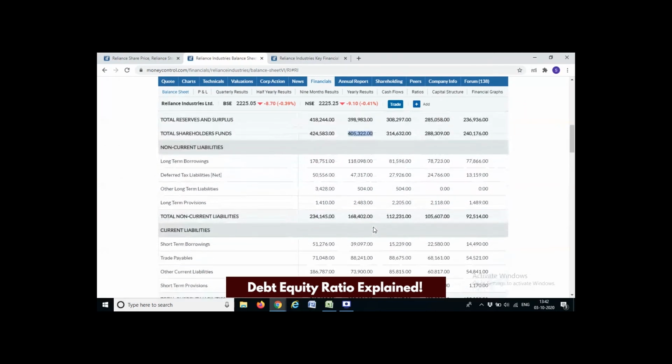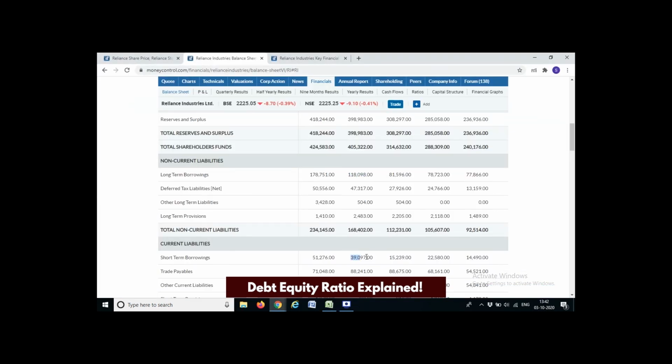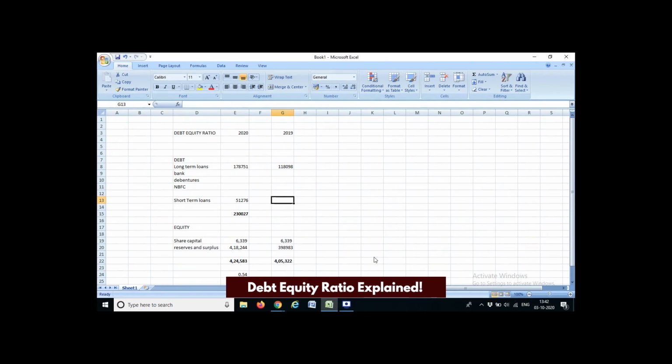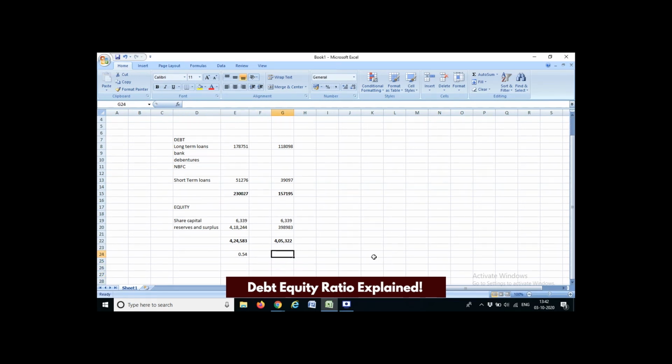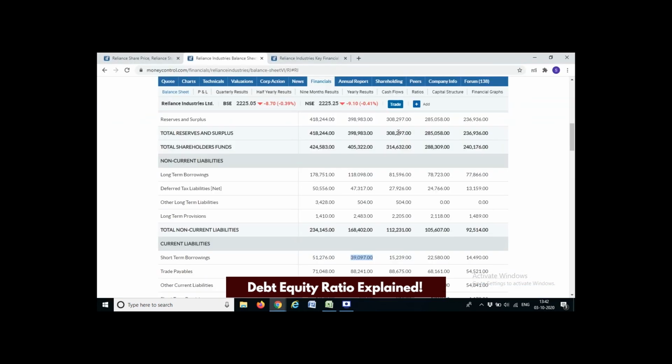Now let's calculate the long-term borrowings, which is 118,098, and the short-term borrowings, which is 39,097. Here is the total. Now again, let's calculate the debt equity ratio, which is debt divided by equity, coming to 0.39. So between 2019 and 2020, Reliance Industries' leverage has increased. It has gone from 0.39 up to 0.54.